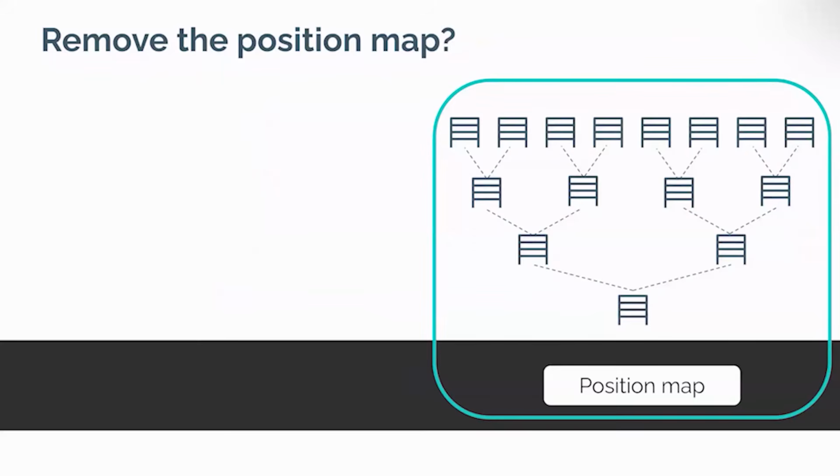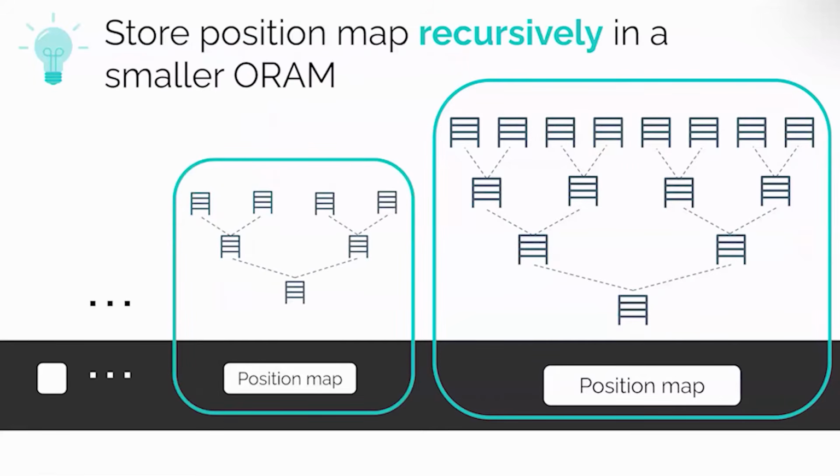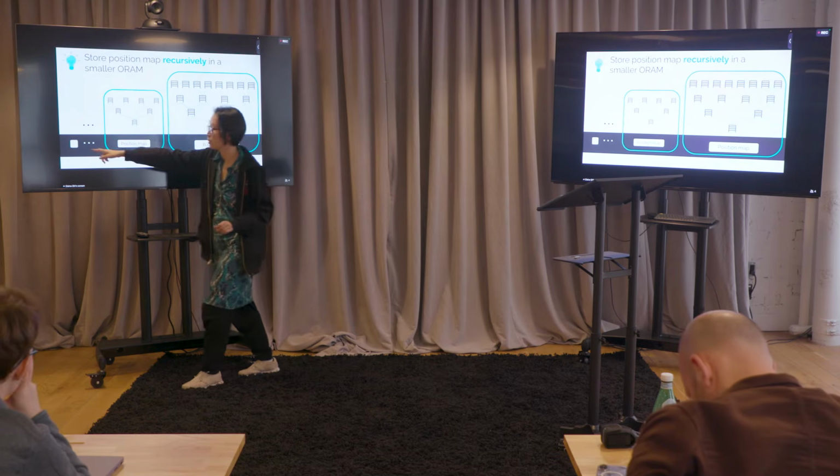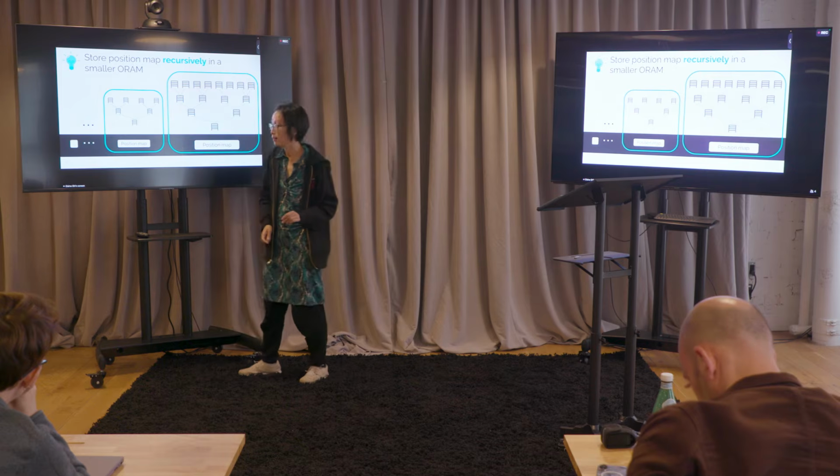So I need to get rid of the position map, and the solution is just one word. It's recursion. I will take the position map, and instead of storing it in the CPU, I will store it in a smaller ORAM. And now I get an even smaller position map, and I recurse until the position map is constant size.